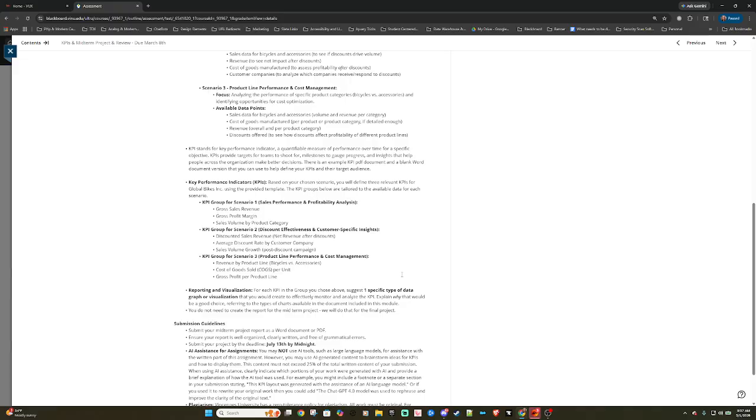So for the reporting and visualization for each KPI in the group that you choose, and these are the KPIs that I am assuming that you are going to choose, you'll have to let me know if it's a different one. For each one of these in the group, each little bullet point in each scenario, I would like you to tell me what graph or chart from that picture, or if you want to use a different one, if you do a Google search, or you're like, oh gosh, I really love this type of chart. I've seen it recently and I want to use it.